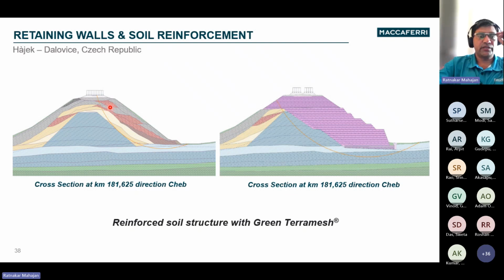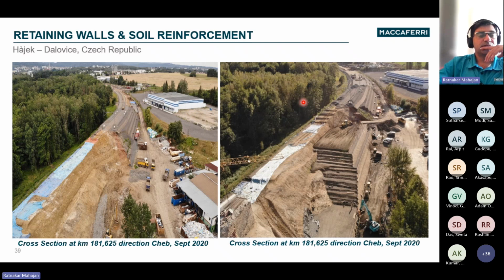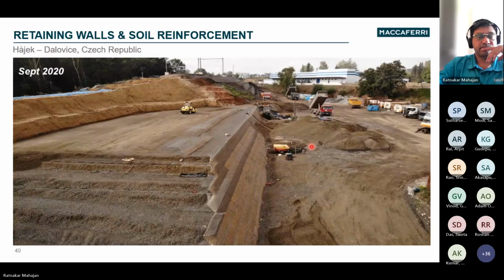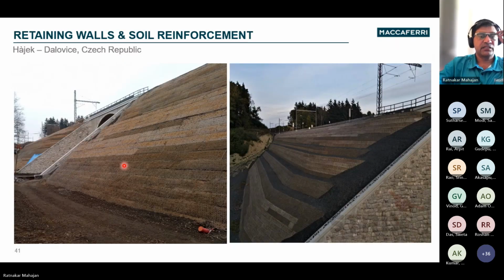One is showing the embankment, and then after some distance, the reinforced soil structure is being built. These are photographs showing the construction of the reinforced soil structure using the green TerraMesh system. Here you can see the fascia of the green pyramid system, and then the reinforcement in the form of geogrid that is being utilized.